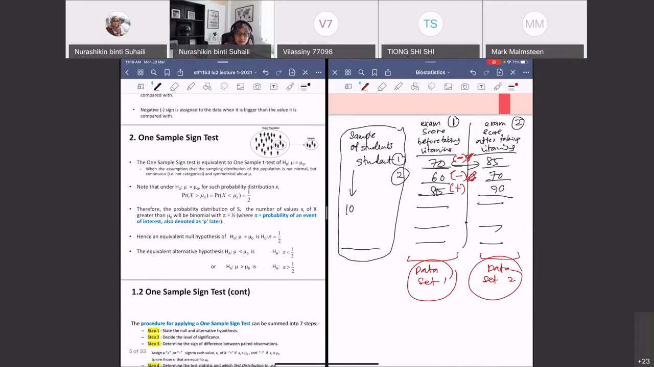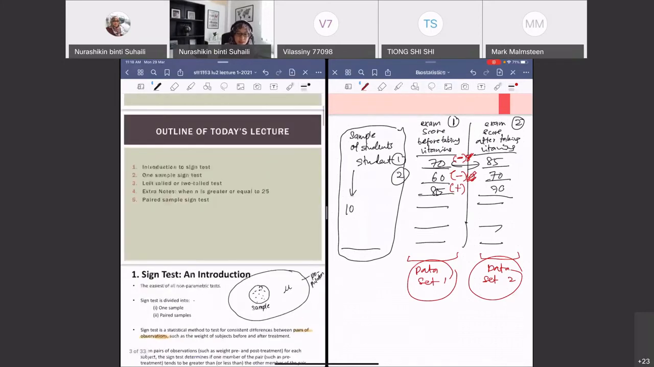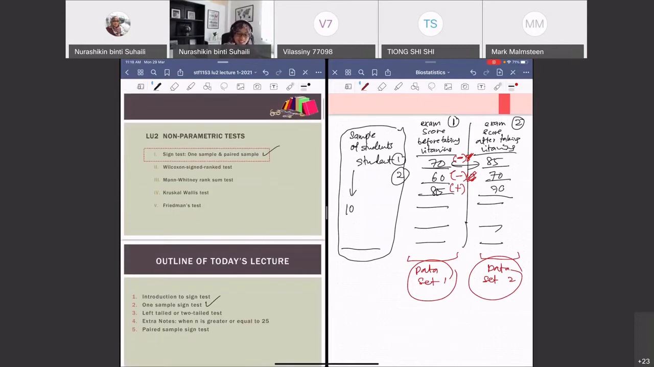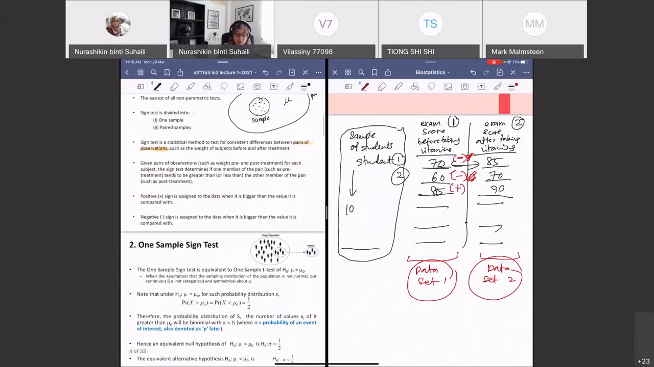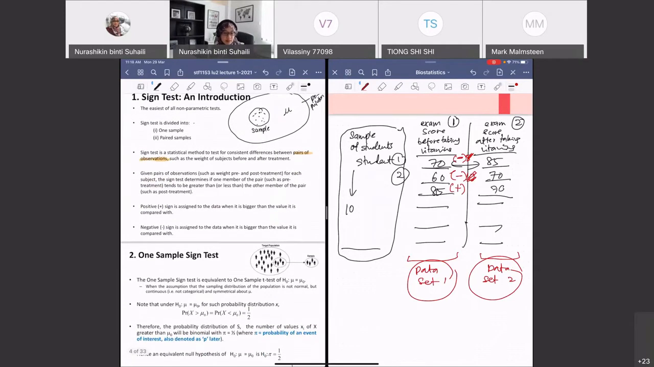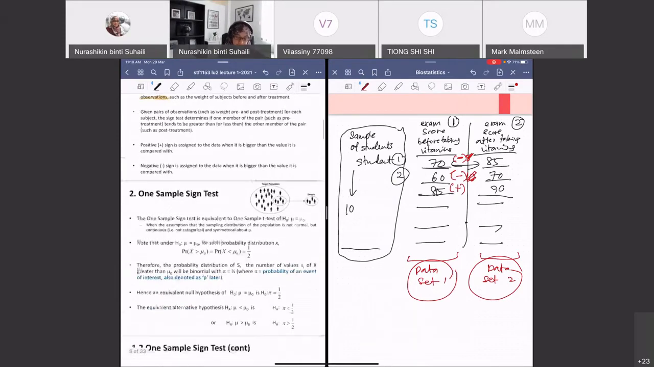So among the non-parametric tests, this is the first test that we are going to discuss, which is the sign test. But it's not the only non-parametric test. There are many tests, as you can see, apart from this one. So this is among the simplest, and actually the easiest.